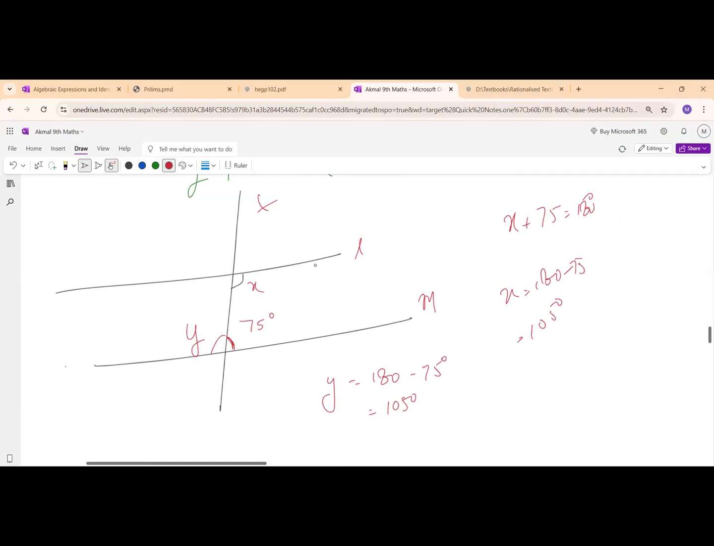Akmal, don't forget, co-interior angles are not equal, I'm repeating again. I'll be telling you two more angles, then you might get more confused. Always remember, co-interior angles are not equal. They add up to 180 degrees.